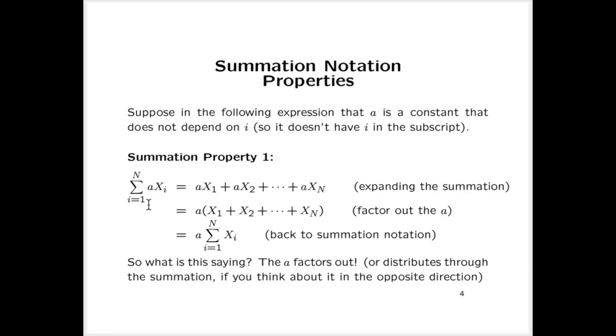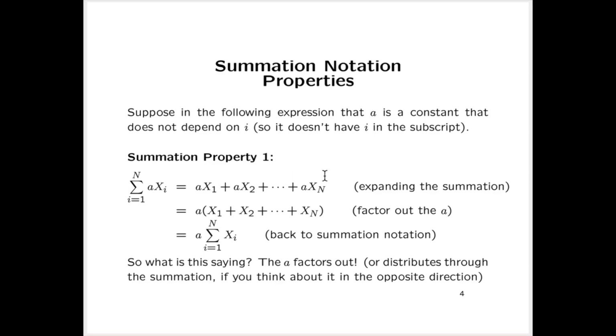If we look at what this is saying, it looks like we can factor that a outside of the summation. And that's in fact the case. The reason we can do that is because the a does not depend on the index of summation, which is i. If we look at this notation, it's telling us that we're going to sum up terms that are given by x sub i, where i goes from 1 to cap n. And since a does not depend on i, we can factor it out of the summation.